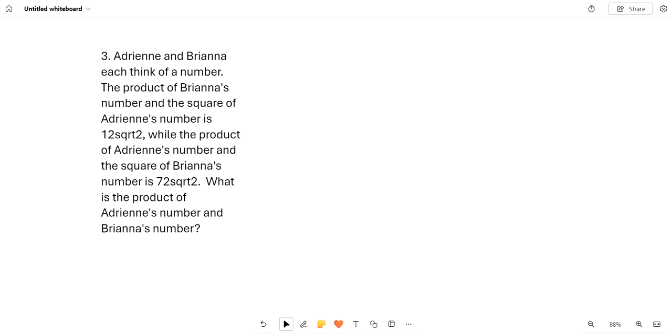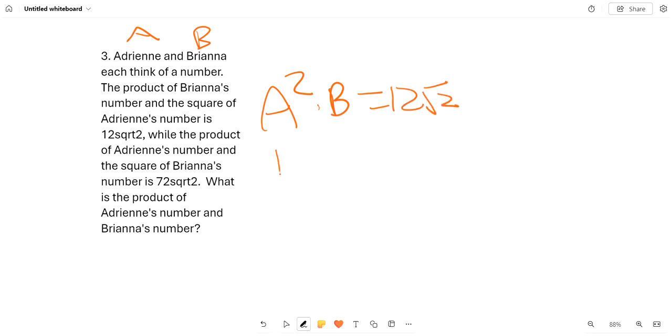Okay, so number 3 says, Adrian and Brianna each think of a number. The product of Brianna's number and the square of Adrian's number is 12 square root 2, while the product of Adrian's number and the square of Brianna's number is 72 square root 2. What is the product of Adrian's number and Brianna's number? Let's say Adrian's number is A and Brianna's number is B. So we know that A squared times B equals 12 root 2, and we also know that B squared times A equals 72 root 2.